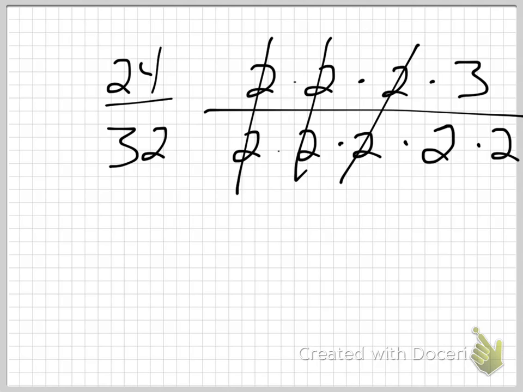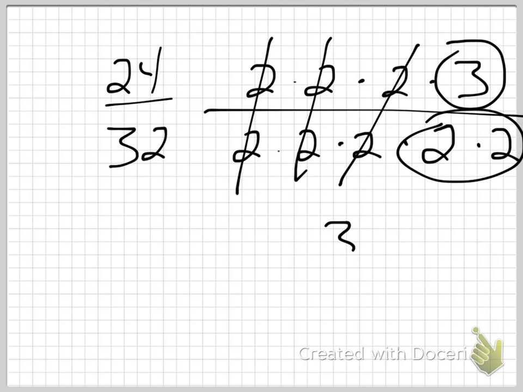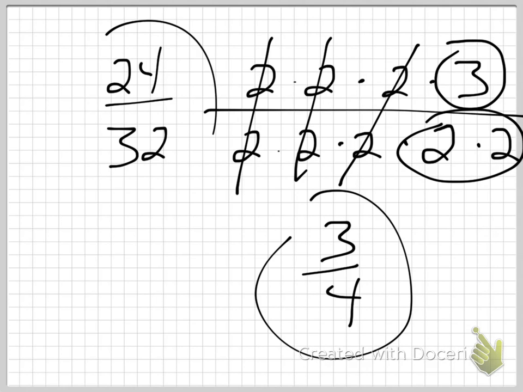You're allowed to cross those guys out. And that leaves you with 3 on top. And what is 2 times 2 on the bottom? Do you remember when we figured out that 24 over 32 was 3/4? You remember that? This is another way. Try one. Do it any way you want to.